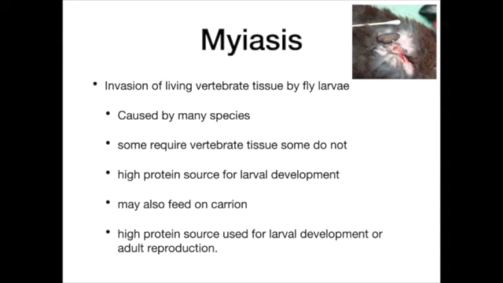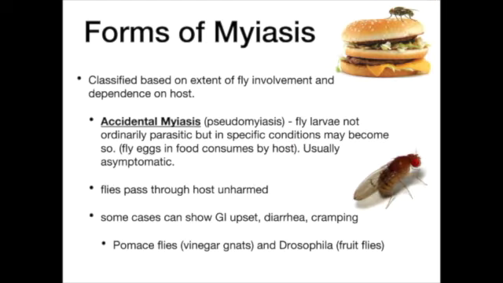Lots of different flies can cause myiasis. Some of them require vertebrate tissue for growth and development. Some of them do not, but they use it anyway. They primarily use it because it's such a high protein source, and it's a really great nutrient source for many flies. Some will feed on carrion, which is dead flesh. Not all, but some will feed on dead flesh, and some feed only on dead flesh, such as some fly larvae. It's a really high protein source. Larvae love it. They use it for development and eventually for adult reproduction.